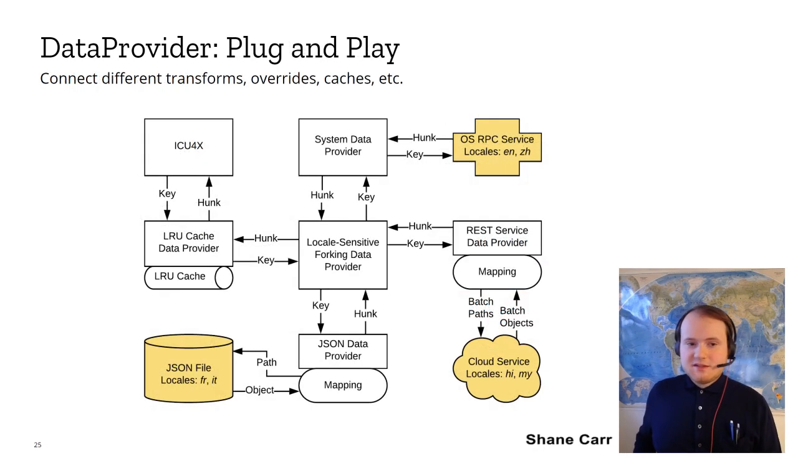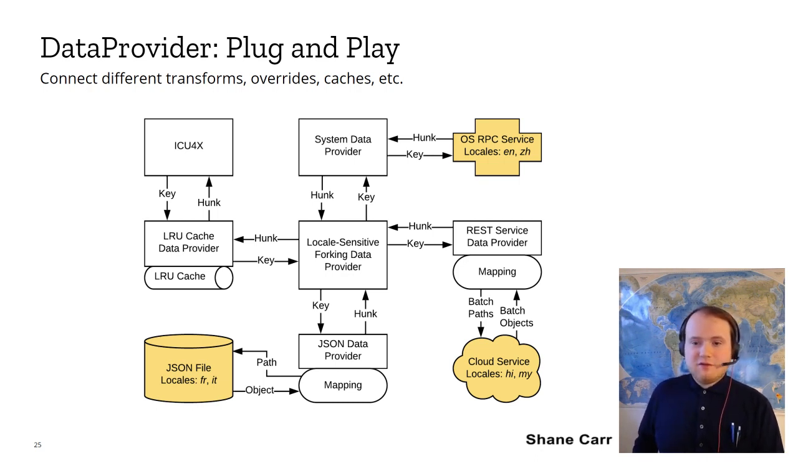Here is my second visualization. This shows how the programmer can combine multiple data sources into one data provider. In this example, there are three data sources: a JSON file, a cloud service, and an operating system RPC service. Each data source provides a different set of locales. Since the data sources all implement the data provider interface, they can be hooked together to power ICU4X.